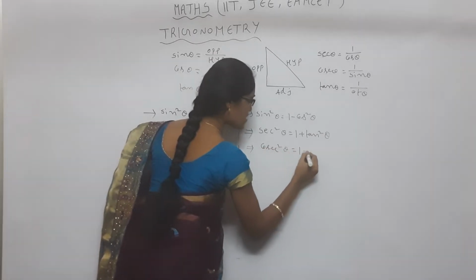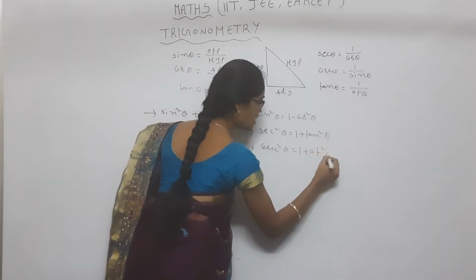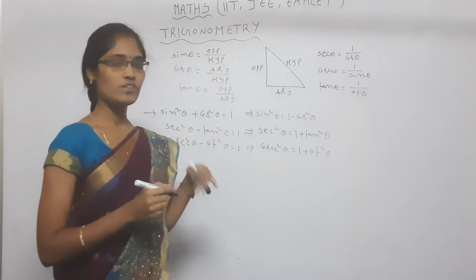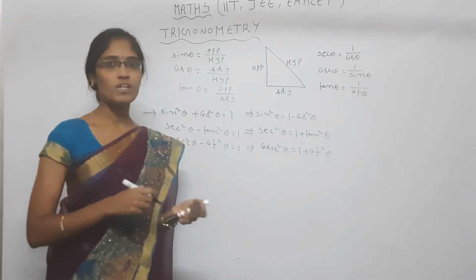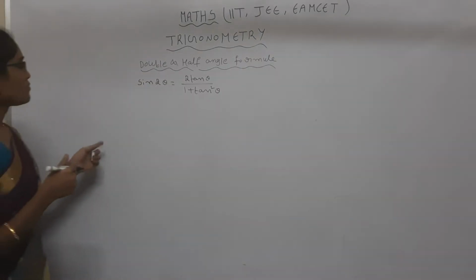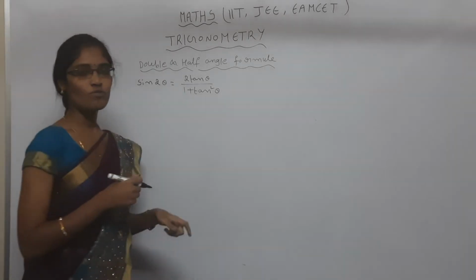Cosecant square theta is equal to 1 plus cot square theta. Okay, these are the identities. Next we will see the double angle and half angle formulas.